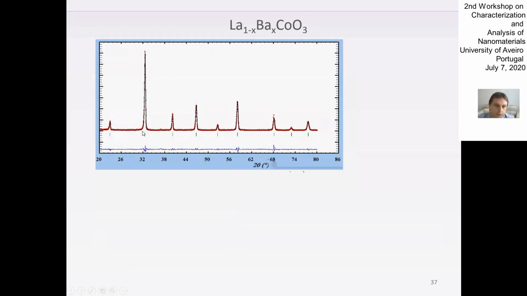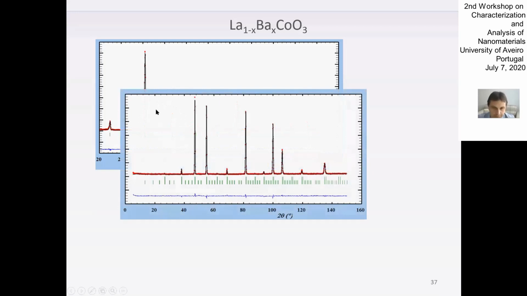The red dots are the experimental information, and the black solid line is the simulation of the spectrum. The ticks under the spectrum are the Bragg positions, and the blue line is the difference between the calculated and the observed pattern. So this is X-ray from the conventional laboratory diffractometer.